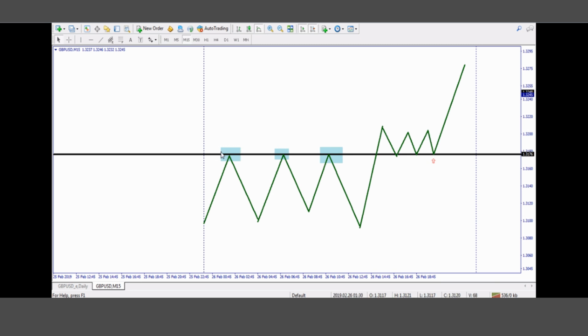So this is what I mean by breakout. You find a resistance, price goes down, comes back to the same level, down, back to the same level, then we see price ascending from this point up to that point.